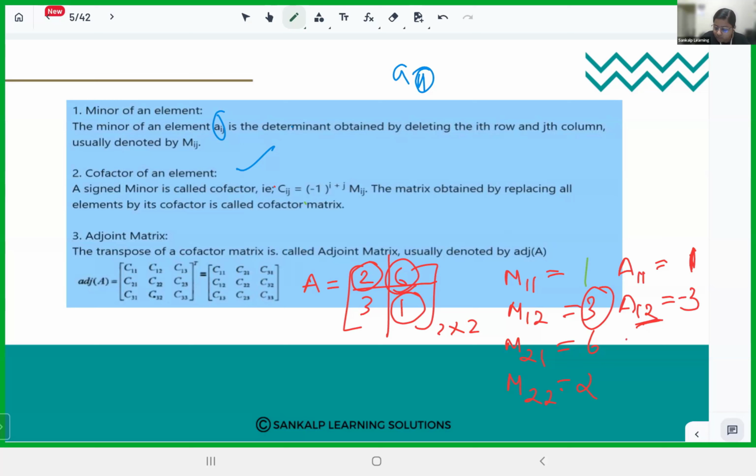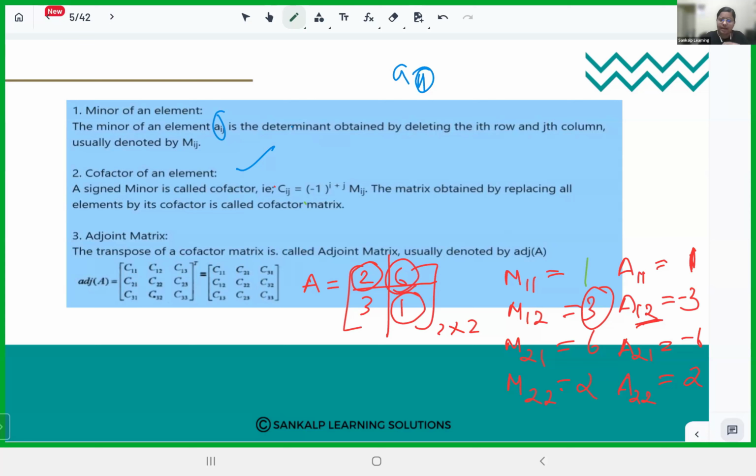All right. What is A21? A21 is also similar, the same case, right? 2 plus 1 is 3, right? It is an odd number. Now you have to change the sign. So it will become minus 6, right? What about A22? 2 plus 2 is 4. It is an even number. So you don't need to change the sign. Okay. So this one will be 2 itself. This is known as the cofactor of each element, right?